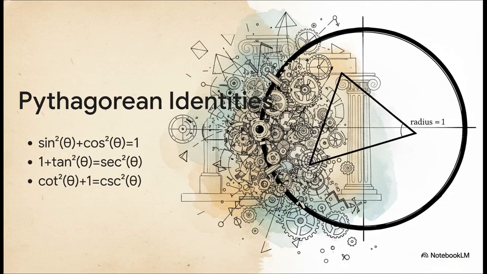And building directly off the ancient Pythagorean theorem, you remember a squared plus b squared equals c squared, right? We get these 3 identities. Because our unit circle has a radius or hypotenuse of exactly 1, sine squared plus cosine squared always equals 1. It's like magic. These identities are incredibly powerful shortcuts for simplifying massive equations whenever you encounter squared trig terms. They let you collapse huge, intimidating parts of an equation down into just the number 1.